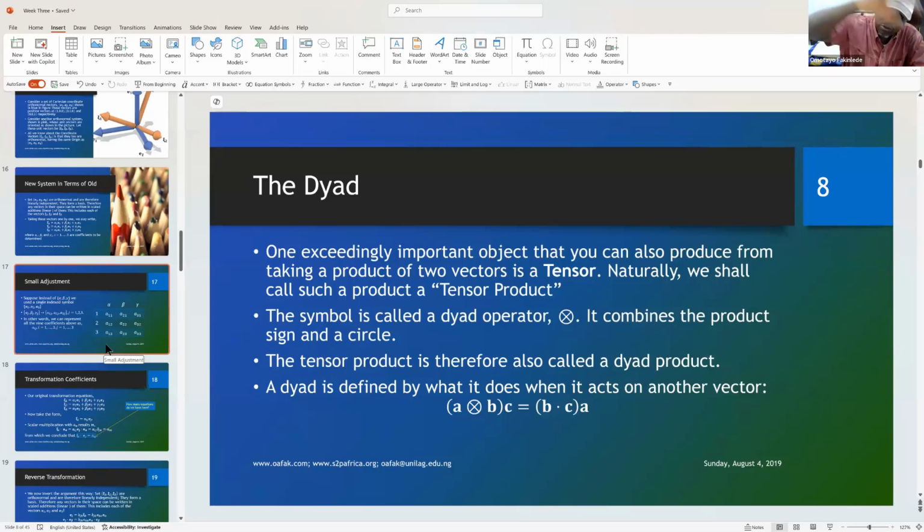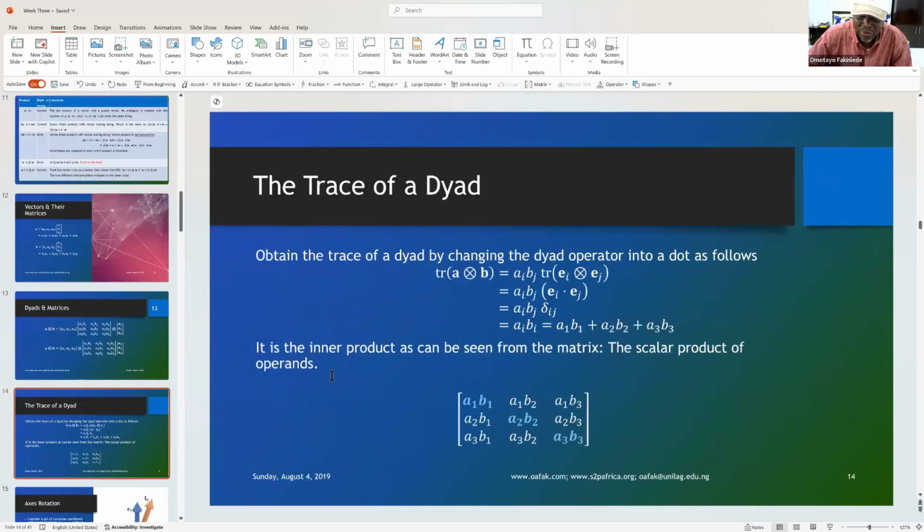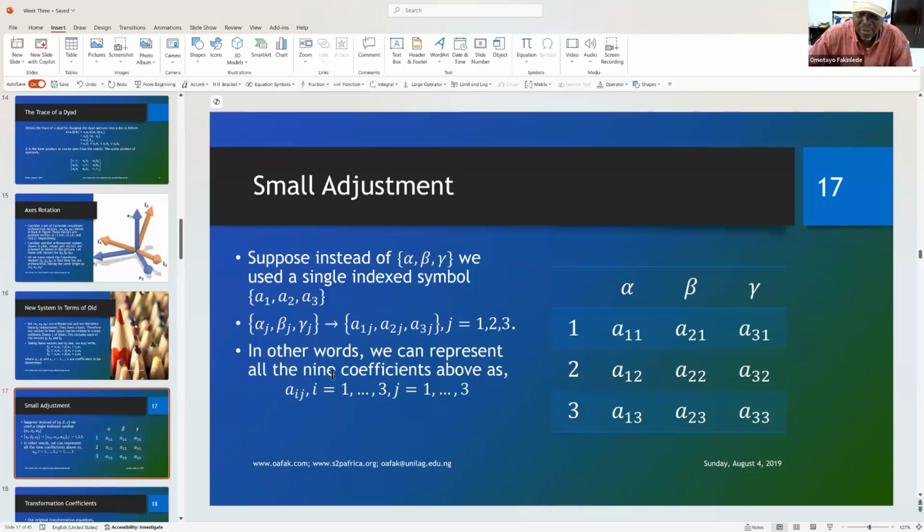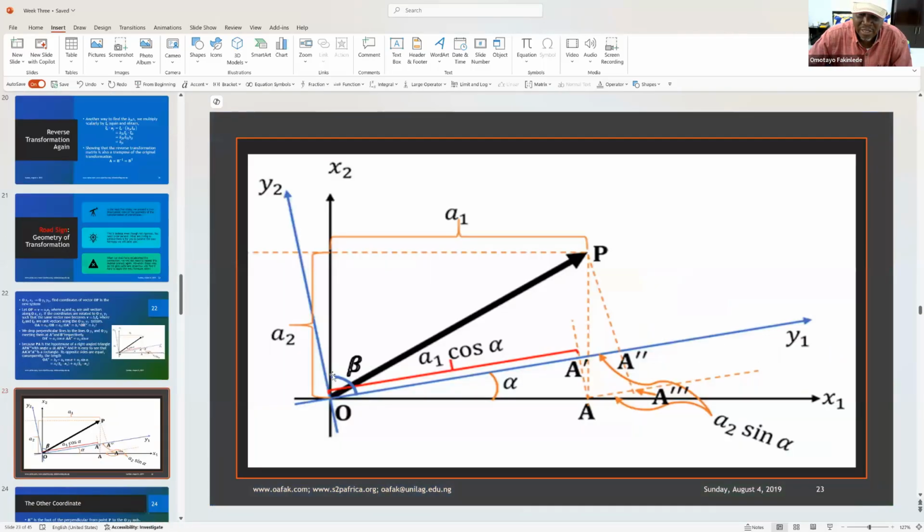What do you mean by the answer? You are going from one system to the other. You are trying to find the coefficients of your vector in the new system. You knew the coefficients in the old system, but can you find the coefficients in the new system? The answer is yes. Just get the transformation dyad and use it to operate on the vector. It will give you all the coefficients in the new system. How do you get the dyad to operate? You take the unit vectors in the new system and do its dyad product with the old system.